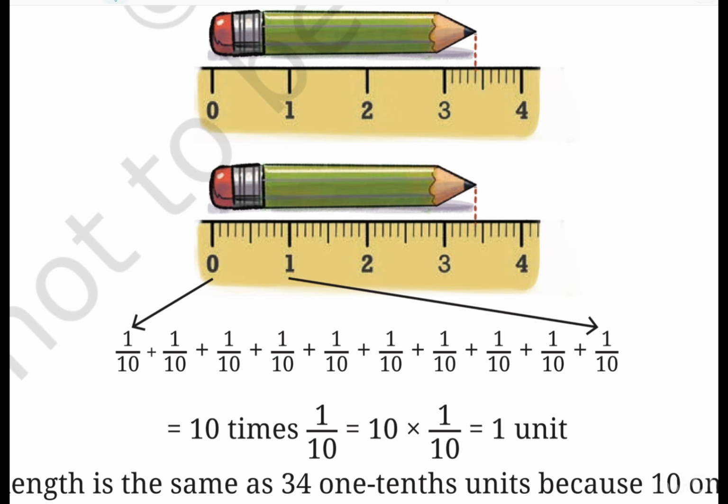So we can see that in the picture, from 0 to 1, there are ten 1 by 10 portions. So 1 unit means 10 times 1 by 10 units, that is 10 into 1 by 10 is equal to 1 unit.